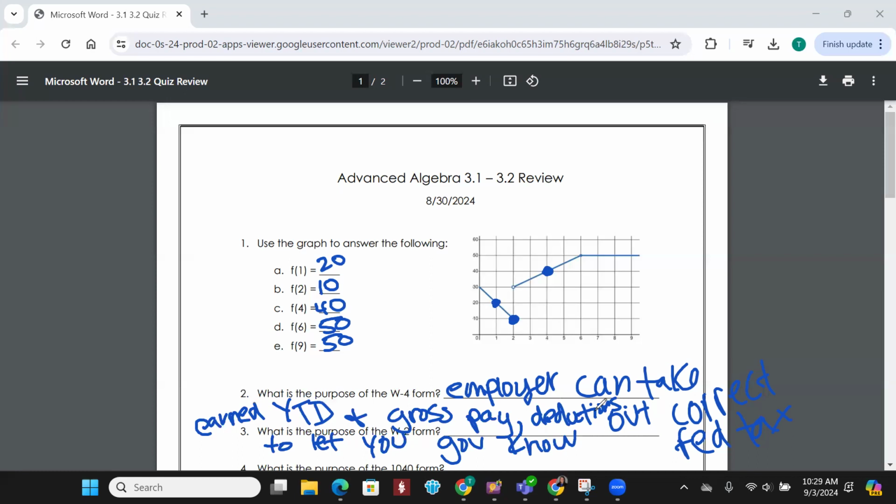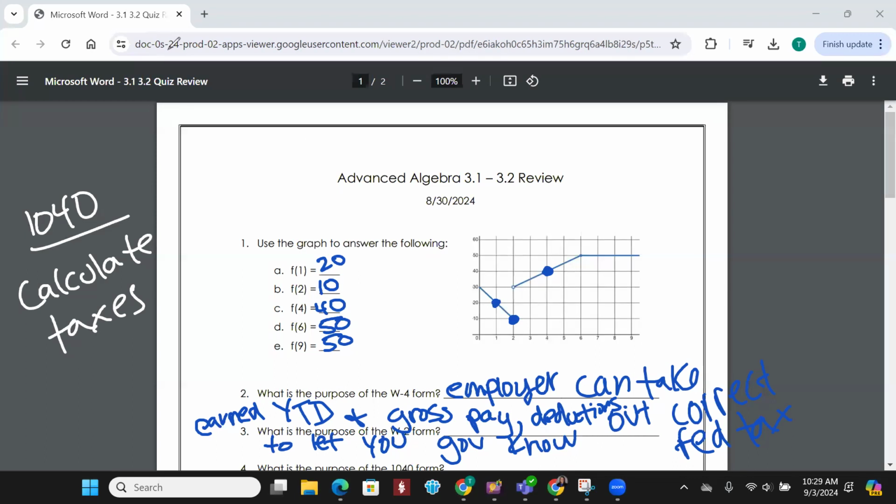Okay. All right, what's the purpose of a 1040? To calculate your taxes. So like how much the bill is actually going to be. So a 1040 is to calculate taxes and kind of consolidate everything that you have onto one document.